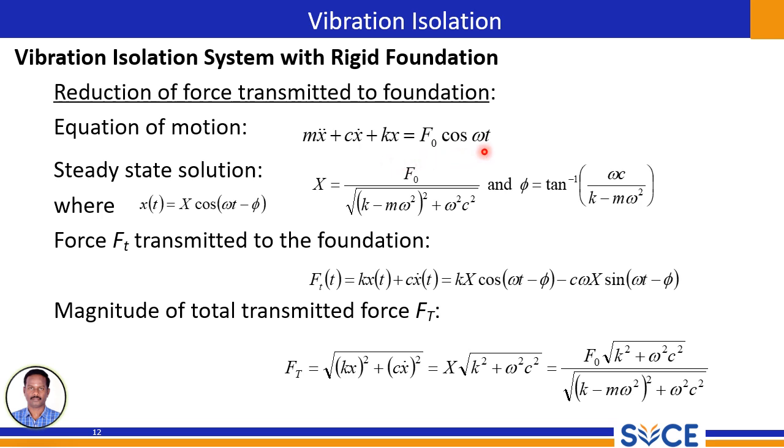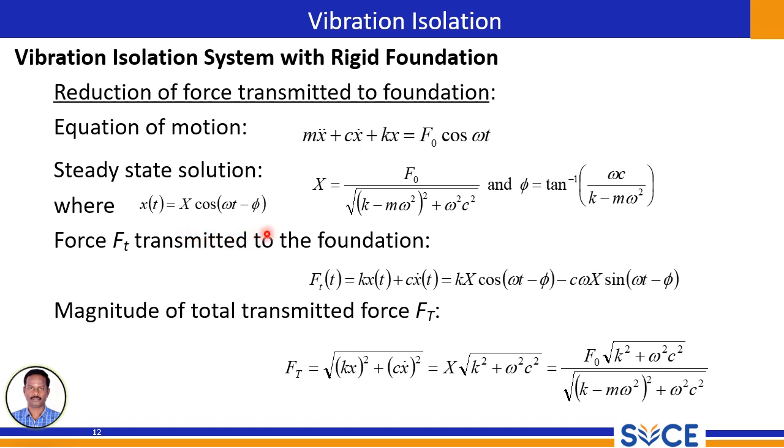This is a standard second order differential equation representing forced vibration of a damped system. Here m is mass, c is damping, k is stiffness, F naught is the amplitude of the forcing function and omega is its frequency. Let's see the solution for this equation, which will be given in the form of x of t equals X cos(omega t minus phi).